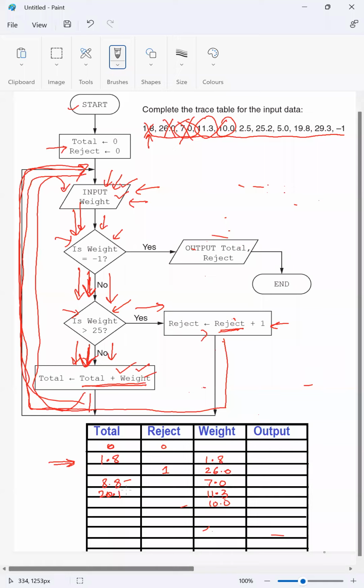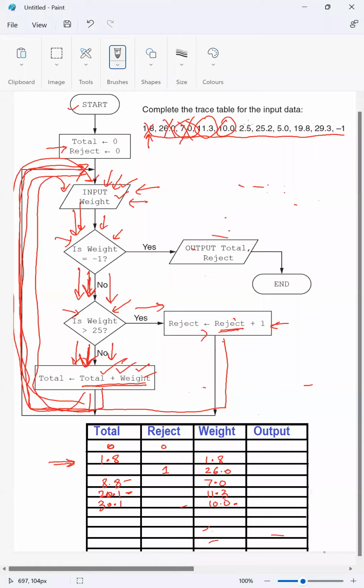The most recent value of total is 20.1. And the most recent value of weight is 10.0. So what are we going to do? 20.1 plus 10.0 would give us 30.1. I hope I'm doing the calculations right. Please don't mind if I've done the addition wrong, but hopefully you understand how this works. Then what's happening? Once we've updated our total, we go back up. Once again, take another input.